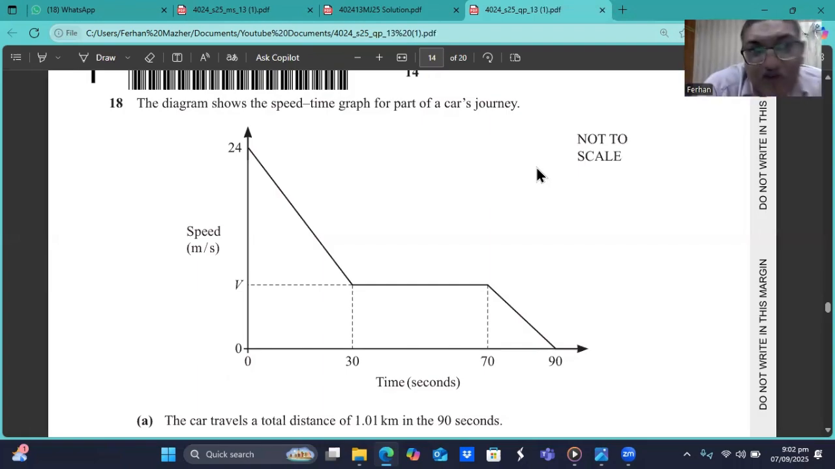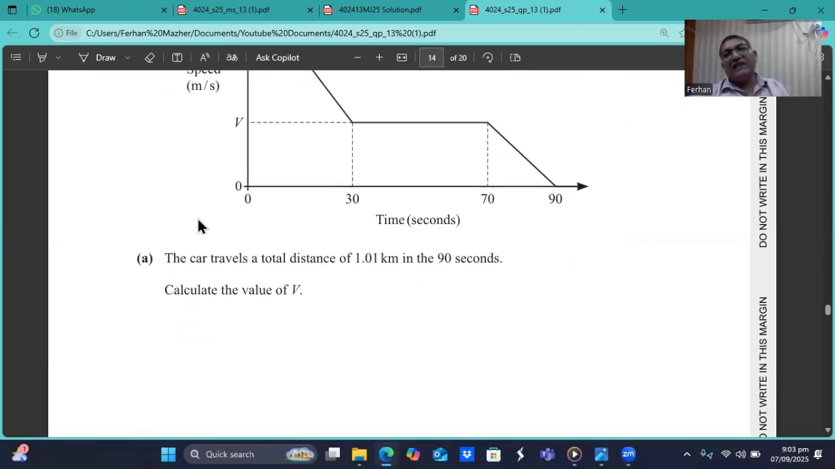They said the diagram shows the speed time graph for part of a car's journey. The car travels a total distance of 1.01 kilometers in 90 seconds. One thing is very important: the total distance traveled is given in kilometers, but the speed is given in meters per second and the time is in seconds. So I can convert this 1.01 kilometers into meters. You know that in 1 kilometer there are 1,000 meters, so multiply by 1,000. So the total distance traveled will be given in meters.